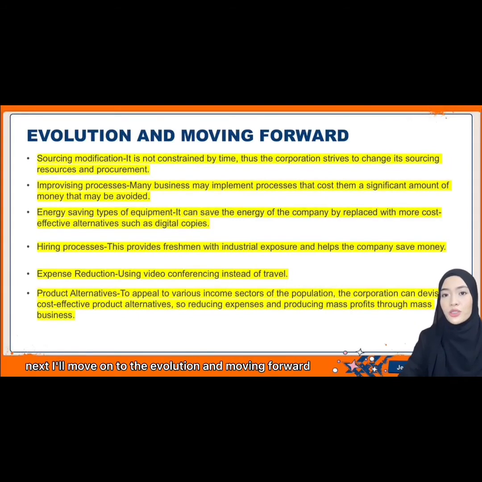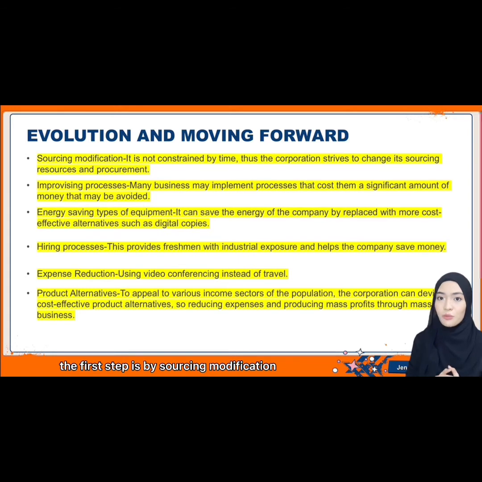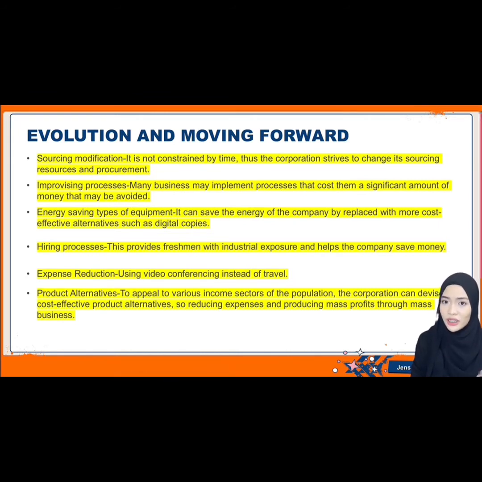Next, I'll move on to the evolution and moving forward. The first step is sourcing modification. Cost reduction, unlike cost cutting, is not constrained by time. Thus, the corporation strives to change its sourcing resources and procurement. Switching to less expensive alternatives or finding local produce are examples of this. To cut long-term expenses, sourcing changes are made, and instead of being tied to one supplier, the company switches vendors on a regular basis for cost advantage.